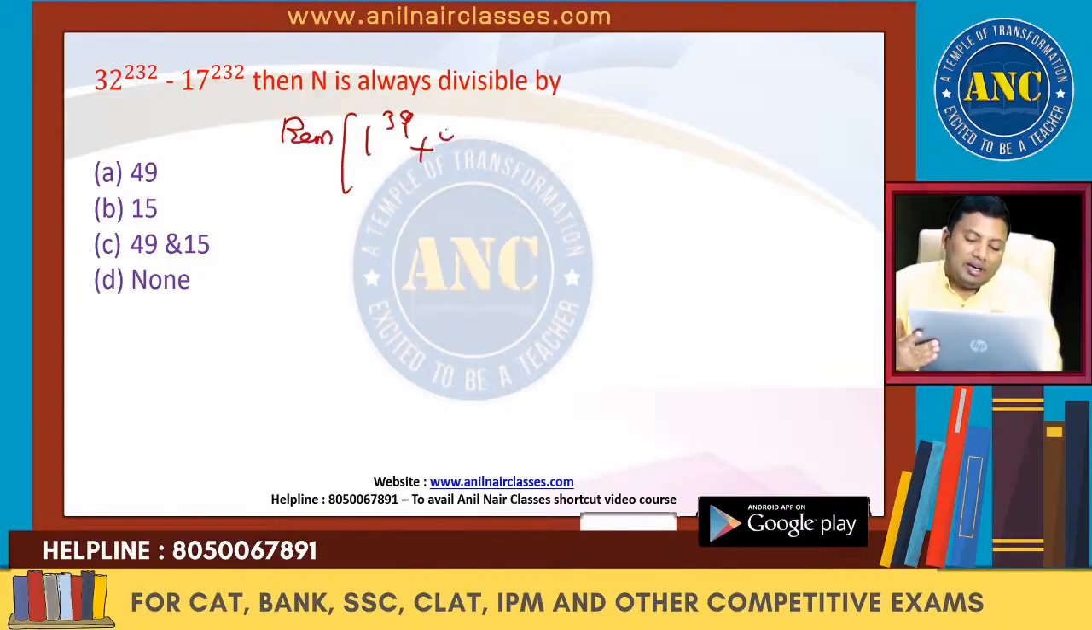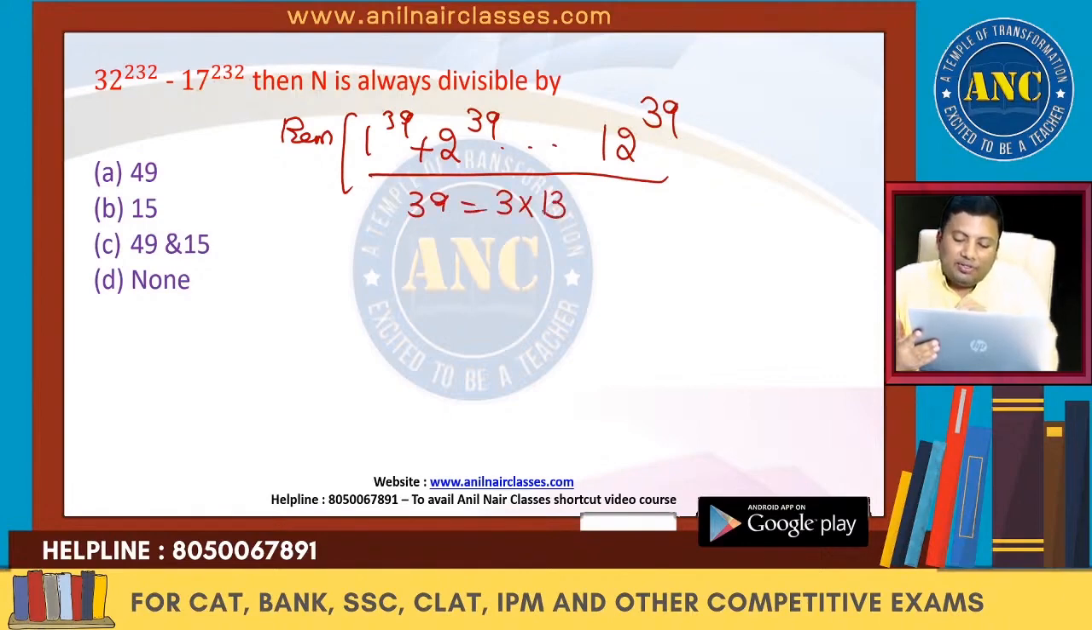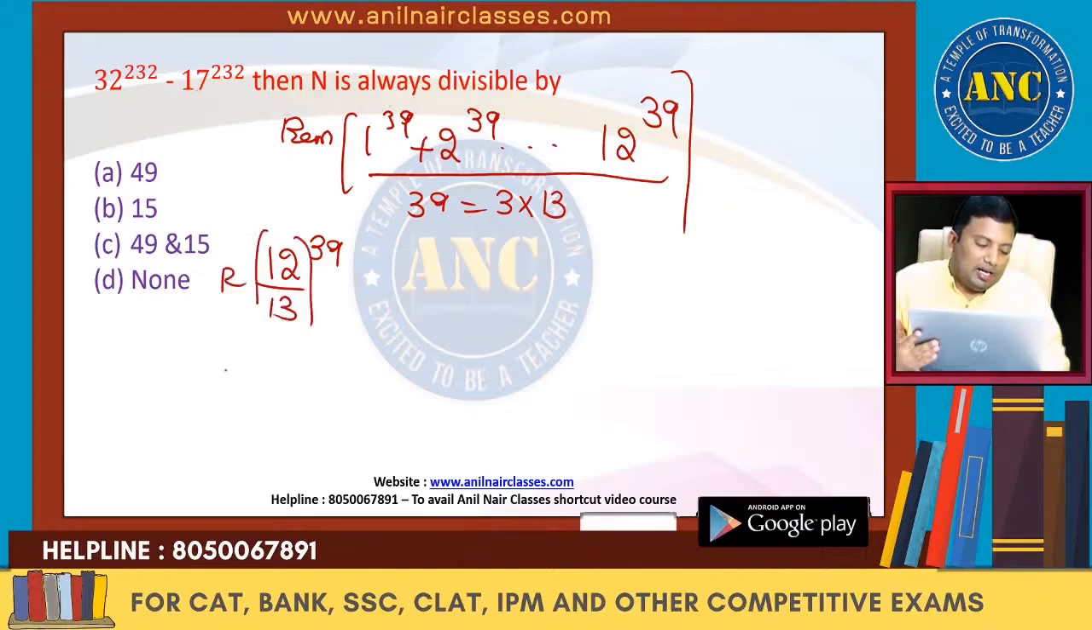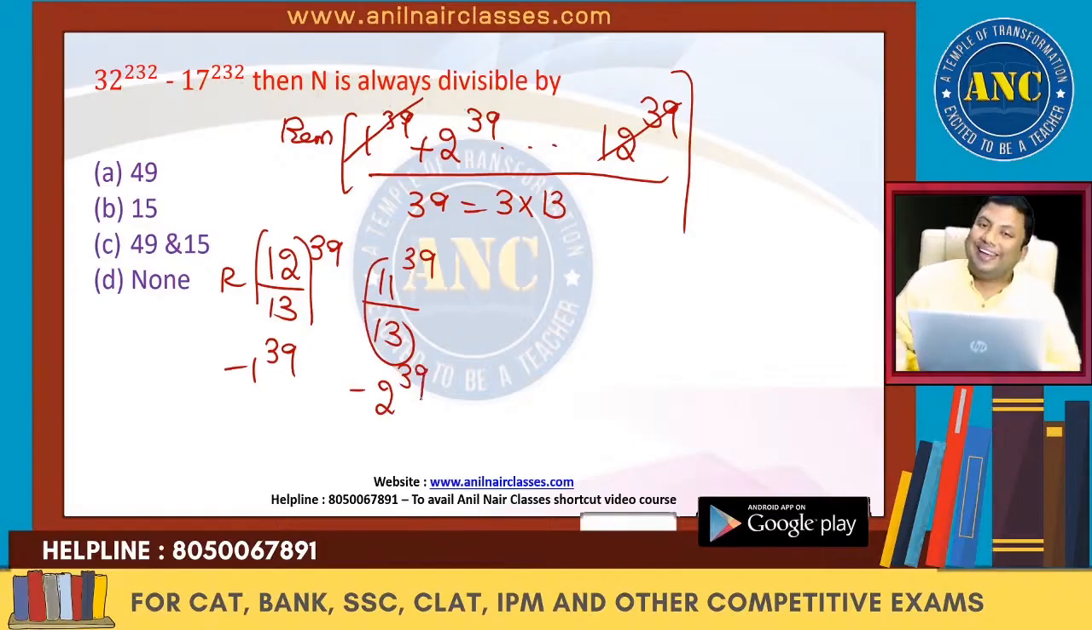1 power 39, 2 power 39 and so on up to 12 power 39 divided by 39. 39 is nothing but 3 into 13. 12 power 39 divided by 13: the remainder is nothing but minus 1 power 39. 11 power 39 divided by 13 is minus 2 power 39. I hope the idea is clear.